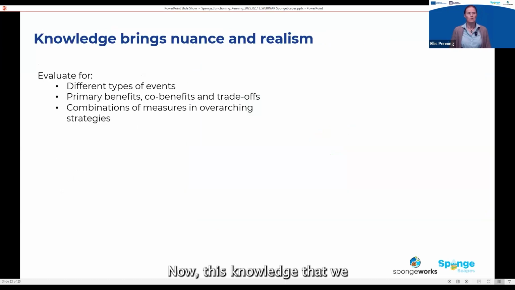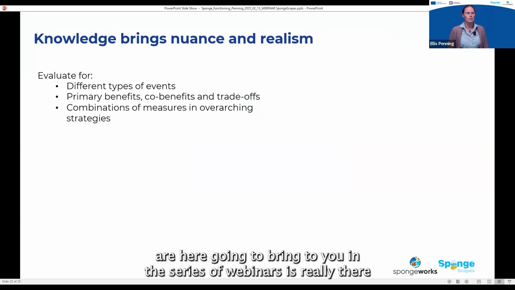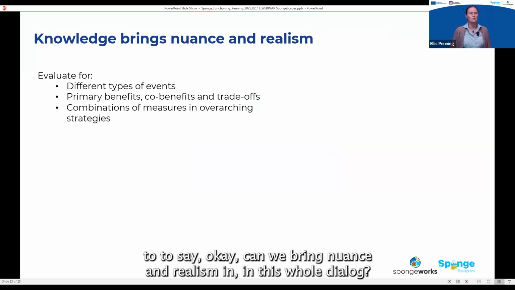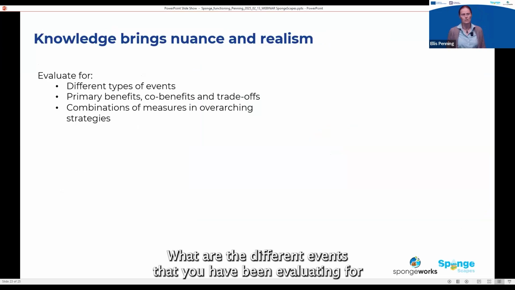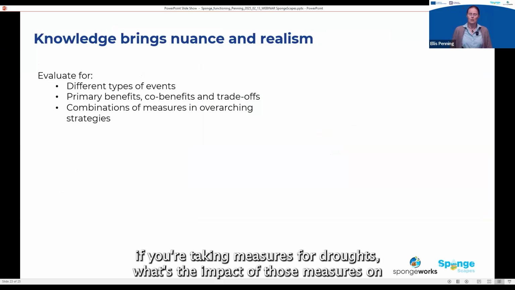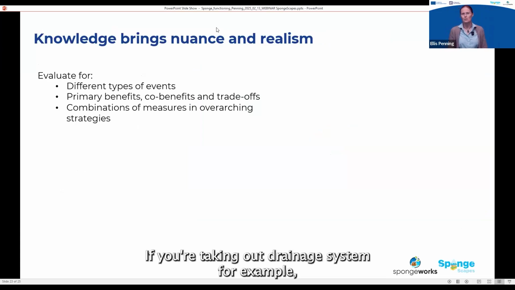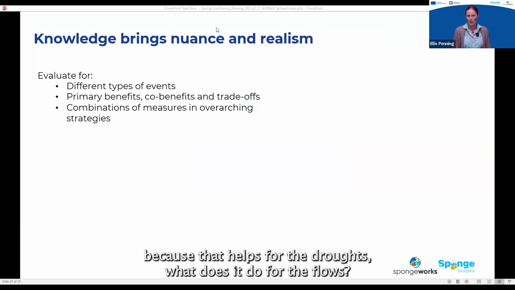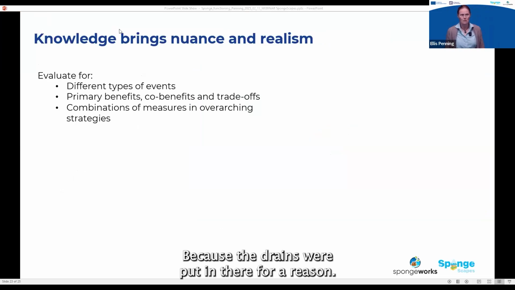Now, this knowledge that we're going to bring to you in the series of webinars is there to say, okay, can we bring nuance and realism into this whole dialogue? What are the different events that you've been evaluating for? If you're taking measures for droughts, what's the impact of those measures on the floods? If you're taking out a drainage system because that helps for the droughts, what does it do for the floods? Because the drains were put in there for a reason.